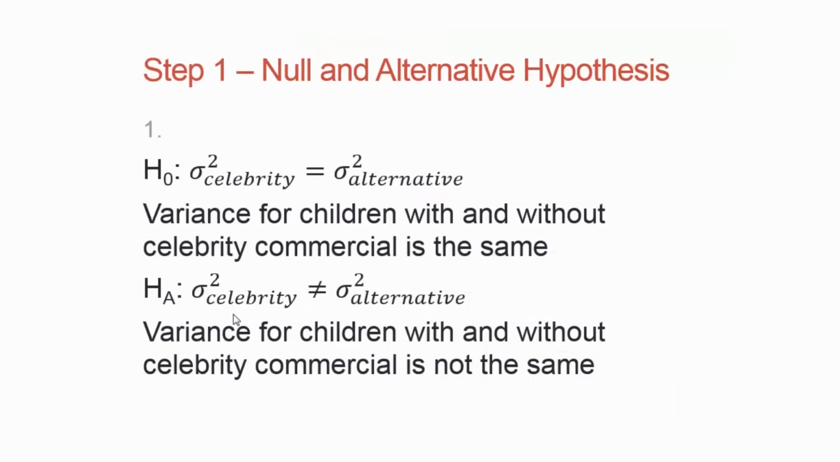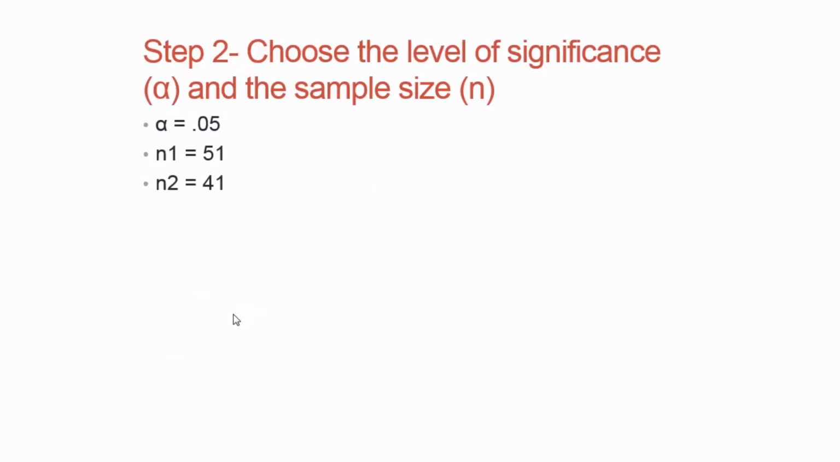Step 1, null and alternative. The null is, the standard deviation for the celebrity endorsement advertisement is equal to the variation for the alternative, or you could say sigma squared 1 celebrity is equal to sigma squared 2 the alternative. Okay, so the variances are equal, the variances are not equal. That's what my null and alternative says. Step 2, these are my sample sizes. N1 equals 51, N2 equals 41, alpha equals 0.05.